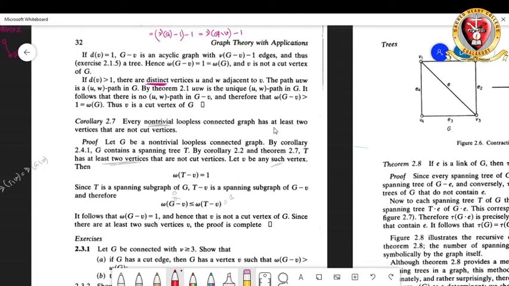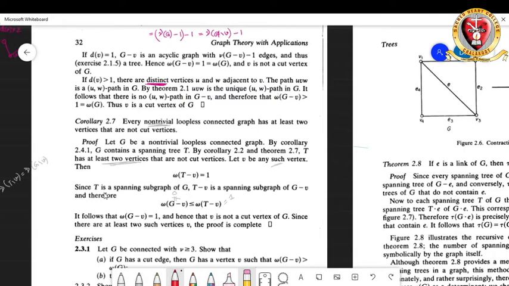So what do we need? We need that G has at least two vertices that are not cut vertices. We obtained now that T has at least two vertices that are not cut vertices. As we move forward, we need to show the same for G. For that, we take a particular v which satisfies this property, and since v is not a cut vertex, the number of connected components of T minus v is equal to the number of connected components of T, which is equal to 1 since T is connected.